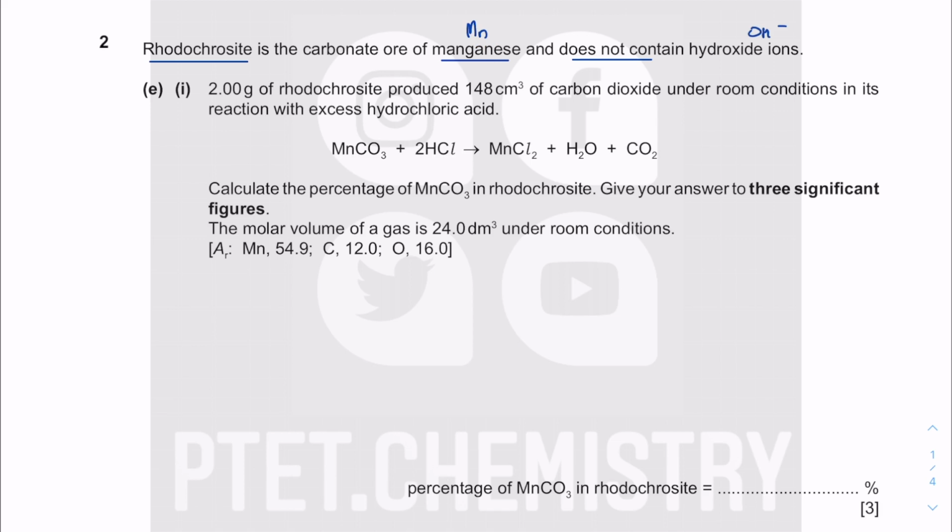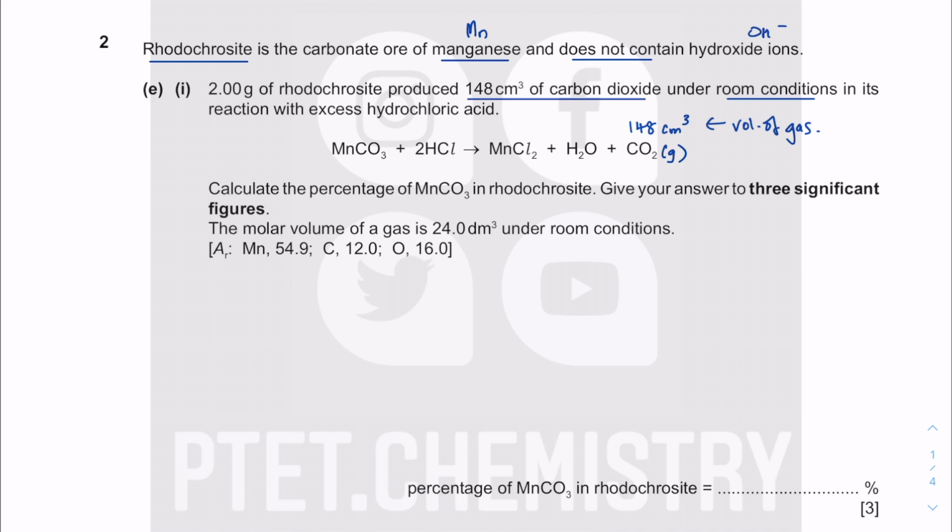Now what do we have? We are reacting 2 grams of rhodochrosite and we produce 148 cm3 of carbon dioxide. So I have the volume of carbon dioxide. These are room conditions, so that means the carbon dioxide is a gas. This is not volume of solution, this is volume of a gas. They don't tell you that, but you're expected to know that CO2 is a gas at room temperature and pressure.